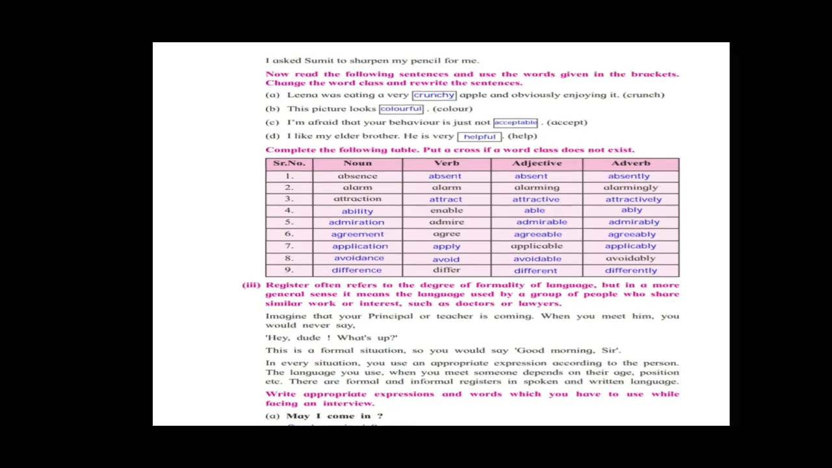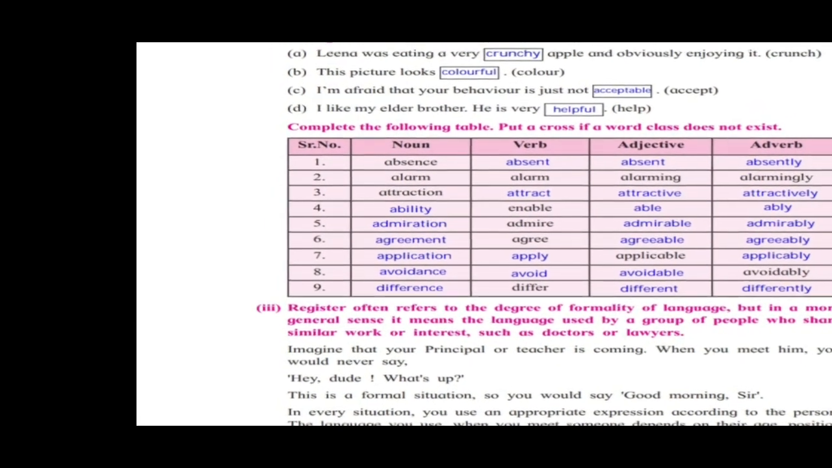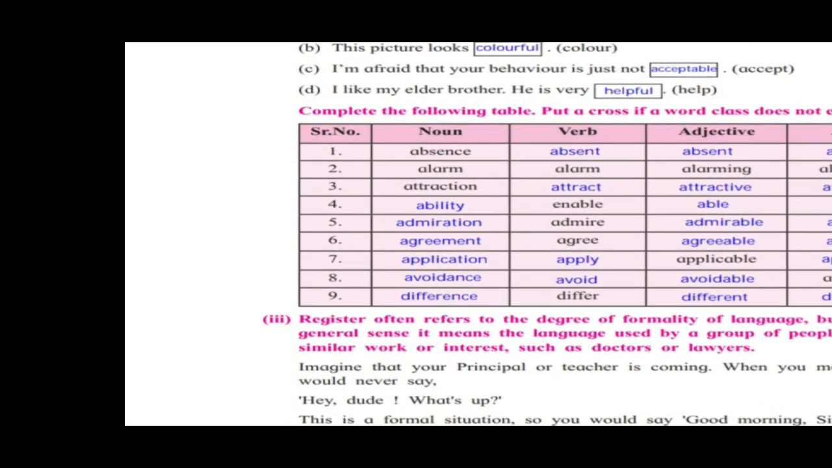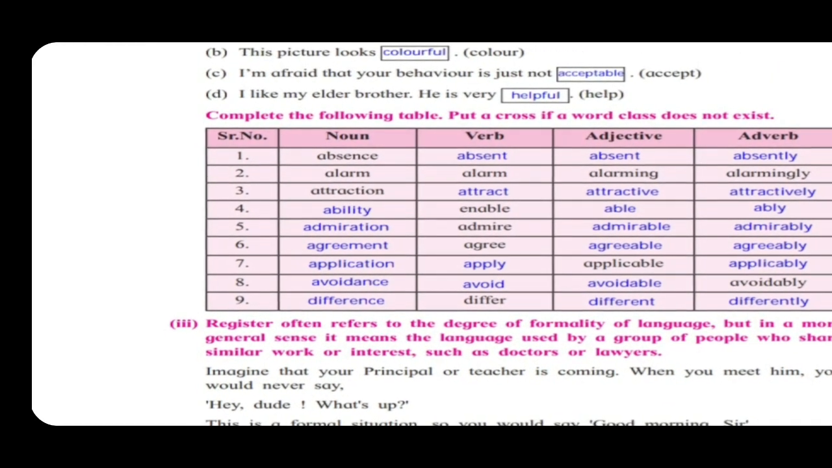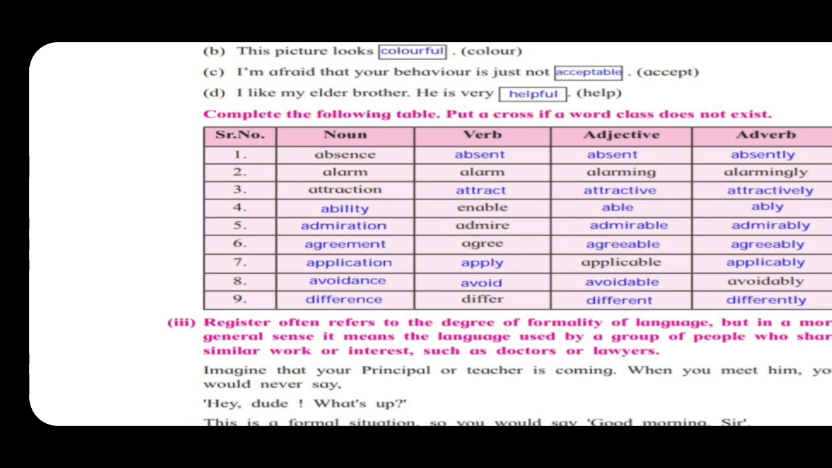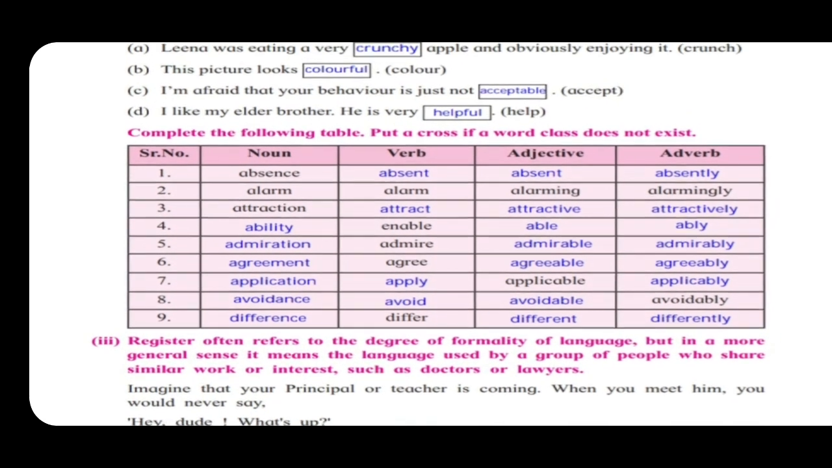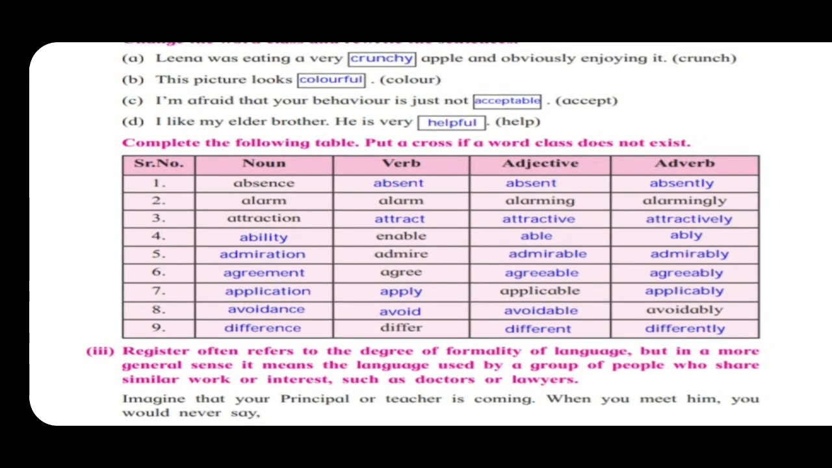Okay. Now complete the following table. Put a cross if a word class does not exist. Noun, verb, adjective and adverb are given. So now the first is absence. Verb will become absent. Adjective, again absent. Adverb will become absently. Okay. Noun word given is alarm. Verb will remain the same, alarm. Adjective will become alarming and adverb alarmingly.